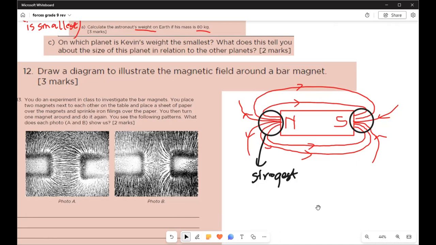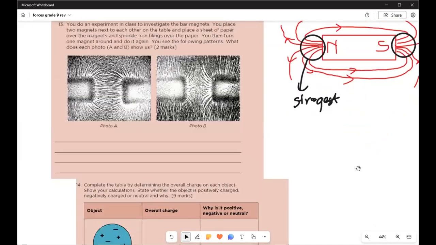Okay, now let's check 13. You do an experiment in class to investigate bar magnets. You place two magnets next to each other on the table, place a sheet of paper over the magnets, and sprinkle iron filings over the paper. Remember, iron is magnetic, as I said above, so it's going to show some movement. You then turn one magnet around and do it again. You see the following patterns. What do photos A and B show us?